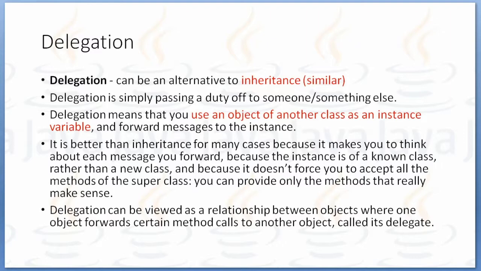The instance is of a known class rather than a new class, and it doesn't force you to accept all the methods of the superclass, so you can provide only the methods that really make sense. Delegation can be viewed as a relationship between objects, where one object forwards certain method calls to another object called its delegate.